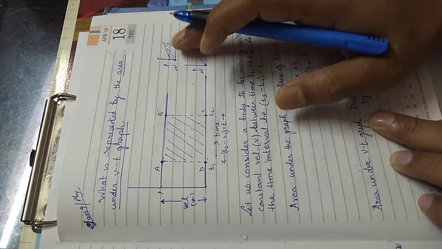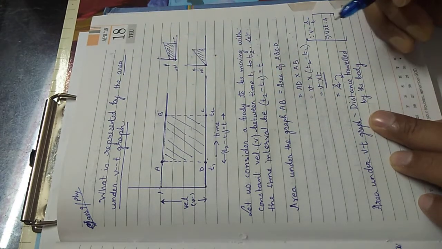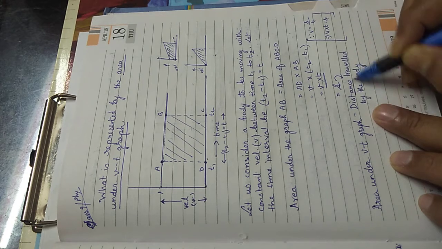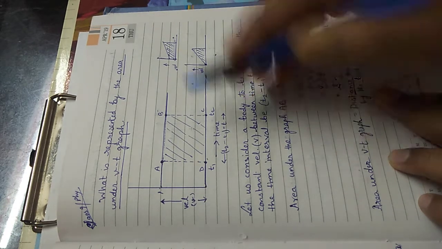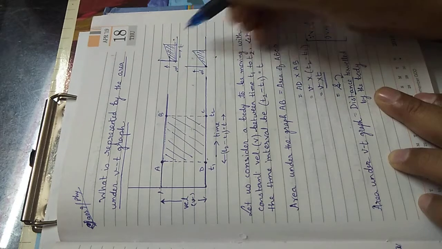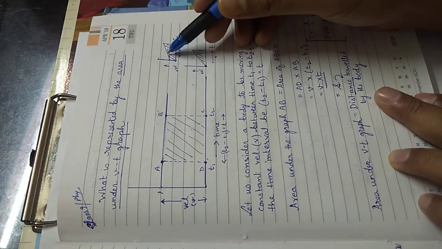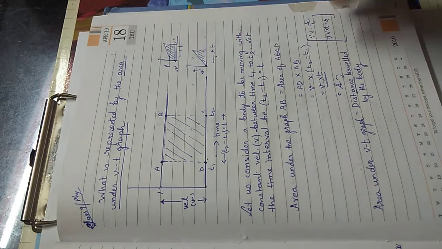So whatever shape comes under the velocity time graph, if you calculate the area under that graph, you will end up getting the distance traveled by the body. So for a velocity time graph, the graph line gives us acceleration, and the area under the graph gives us the distance traveled by the body.